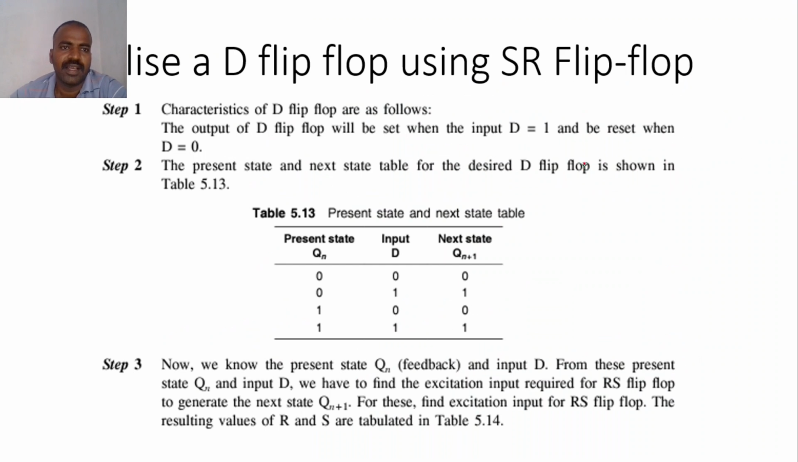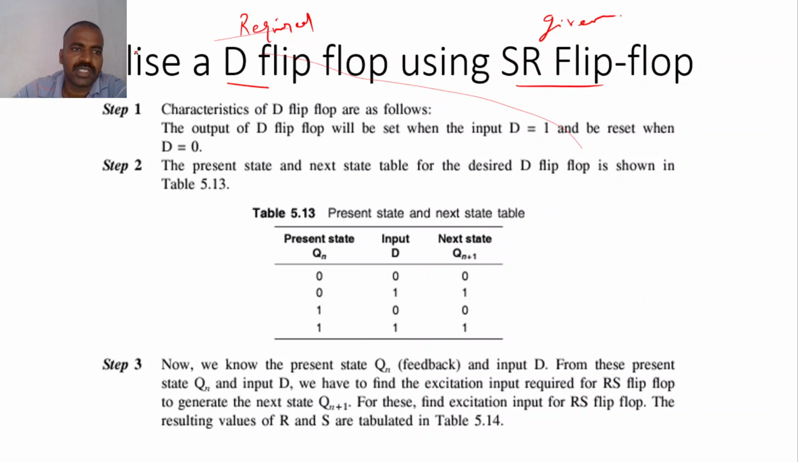Let's see some examples of converting one flip-flop into another. The first one: realize a D flip-flop using an SR flip-flop. Here the D flip-flop is the required flip-flop and the SR flip-flop is the given flip-flop. Step number one, the characteristics of the required D flip-flop: we know that when D is equal to 0, the output is equal to 0, and when D is equal to 1, the output is equal to 1. That is the characteristic of the D flip-flop.